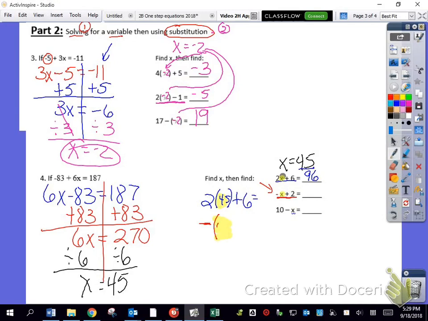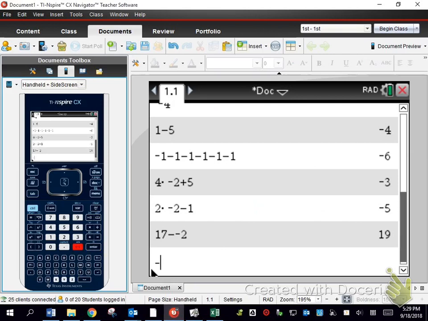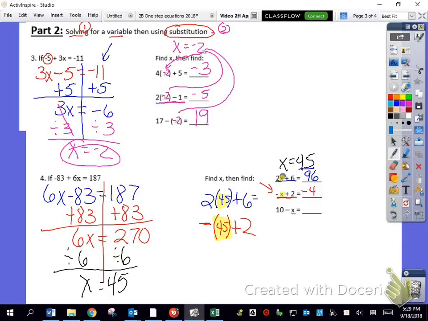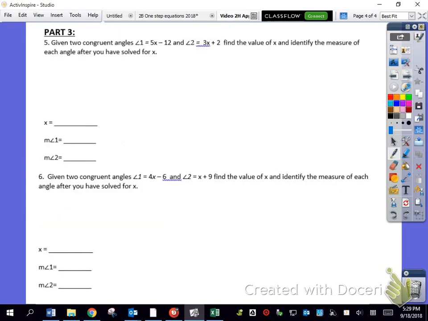So I have to say parentheses 45, close parentheses, and then this is plus 2. Now, remember, and I'm going to point this one out, because a lot of you forgot, negative parentheses 45, close parentheses, plus 2. I have to enter it just like it looks, so it's negative 43. And then the last one, so 10 minus, but wherever the x would go, I would say parentheses 45. So 10 minus 45 is negative 35. So first of all, you solve and then you substitute.